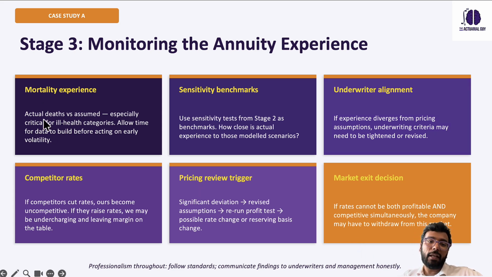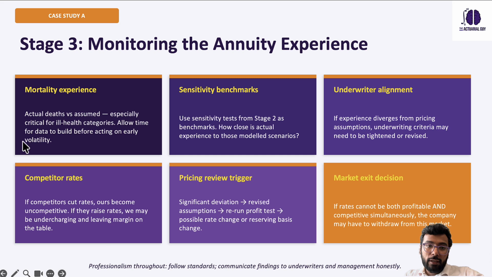First, mortality experience. So you need to compare your actual deaths versus assumed, especially in the critically ill or ill health categories, right? Because for those, anyway the payments are very high, so you need to ensure that the deaths are occurring as expected. Sufficient number of people have died so that, you know, I don't end up paying too much to the entire cohort, right?